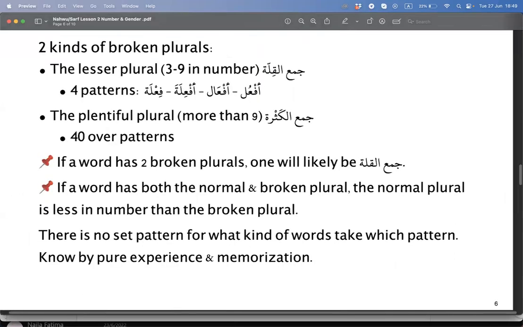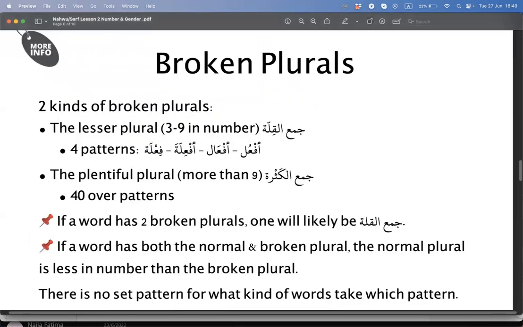This is just additional information about broken plurals. There are a lot of broken plural patterns, and there is a lesser plural and a plentiful plural. Jamak qillah is the lesser plural and jamak kathrah is the greater plural. Jamak qillah means three to nine. There are many patterns you don't have to memorize, but if you can, memorize these four patterns, which are quite easy.